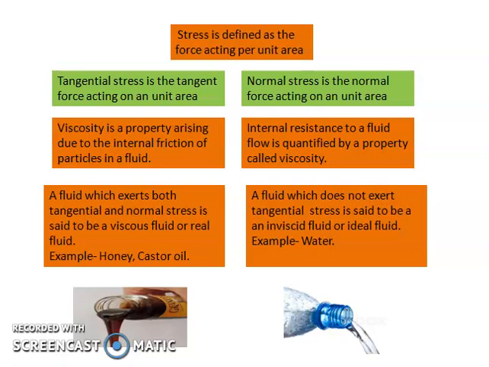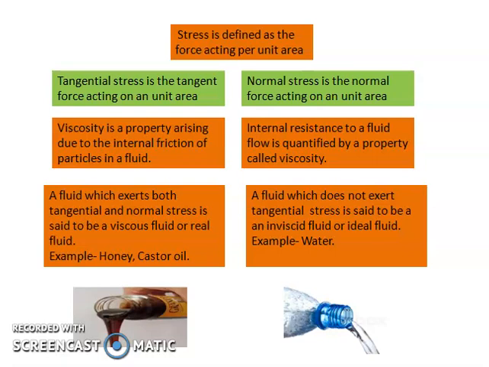Next, we will see an important property called viscosity. In the case of honey and castor oil, we do not see a rapid flow of the fluid. The flow is obstructed by certain fluid particles which have some internal friction. Viscosity is a property which arises in the fluid particles due to friction, and it does not allow the fluid to move faster. This internal resistance is measured by a property called viscosity.